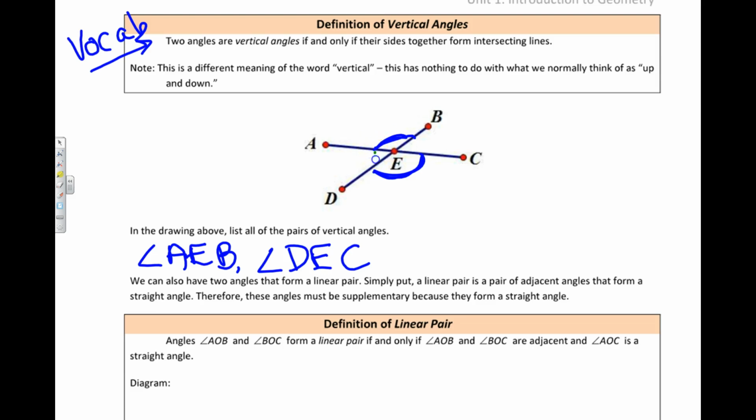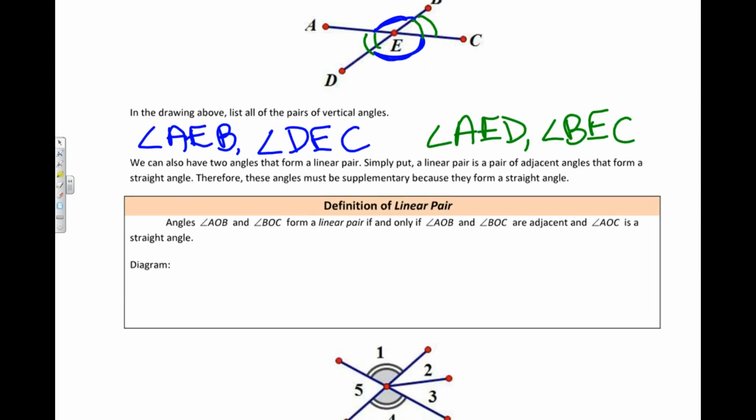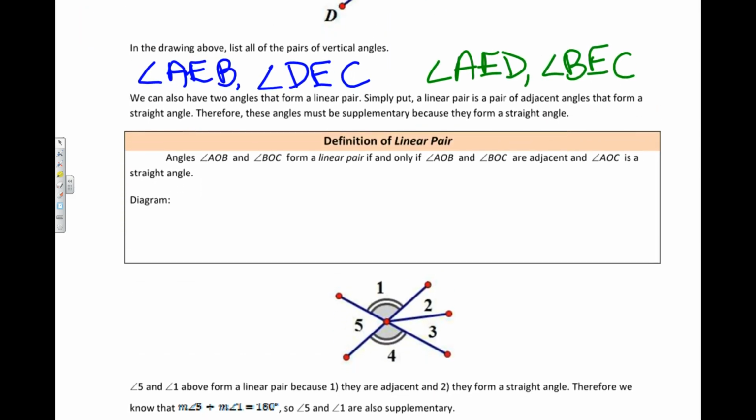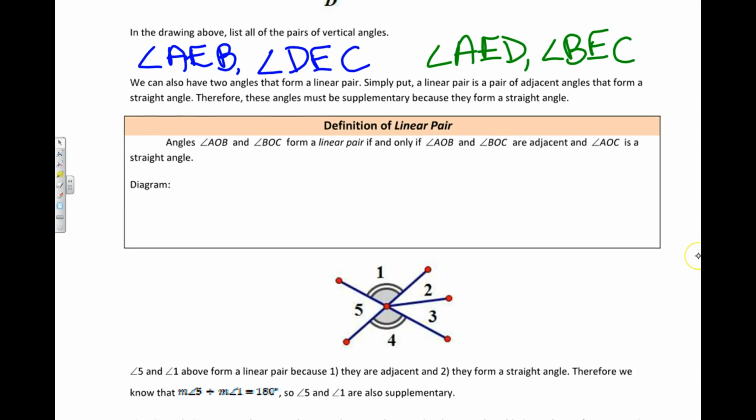Similarly, another pair of vertical angles would be AED and BEC. So angle AED and angle BEC are vertical angles. All right, our next type of relationship are linear pairs.